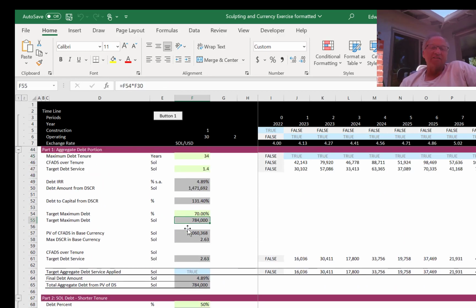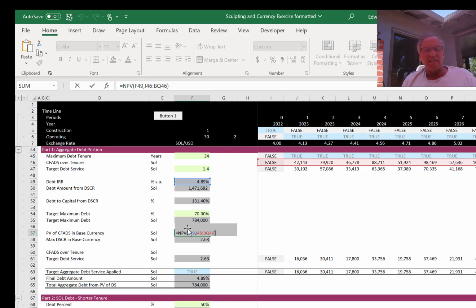Okay, so what you can do right there is do some sort of calculation, and you don't need some kind of goal seek for this. All you do is put, well, our maximum debt to capital is 70%. So I'm taking the total capex times the 70%, and then I get the PV of the CFADS. That's the trick. Take the PV of the CFADS, just like that.